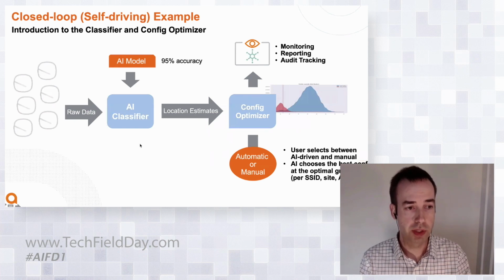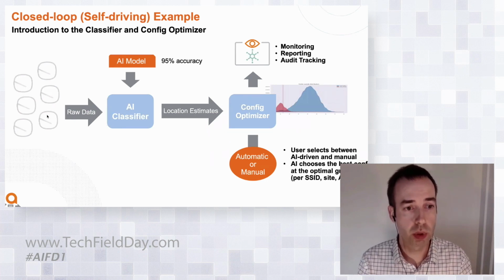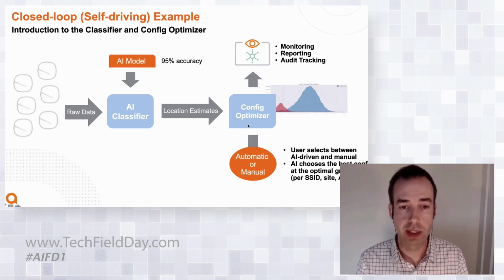And then here's how everything fits together. The raw data comes in from the access points. The classifier will determine whether the location is indoor or outdoor. The optimizer will determine how to map that classifier output to a config setting that the access point can understand and implement on-premise in the site of the customer.